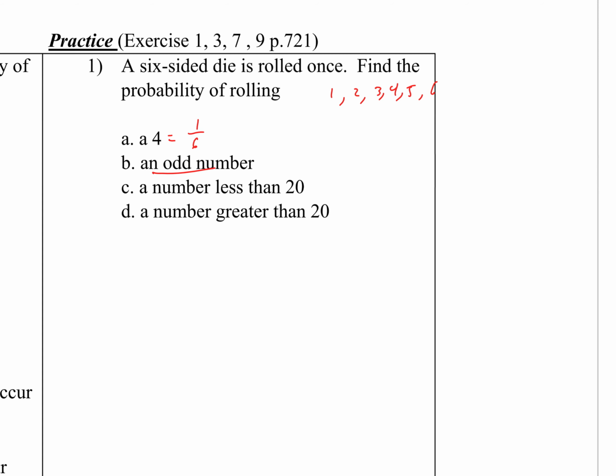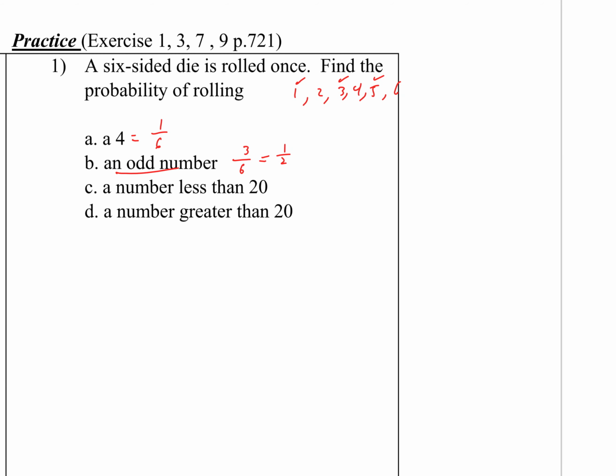An odd number. So an odd number is any number that's not divisible by 2. So 1, 3, and 5. Those are the 3 odd numbers. So 3 divided by 6, or 1/2. Excellent. A number less than 20. Well, every single number there is less than 20. So it's going to be 6 out of 6, which is 100%.